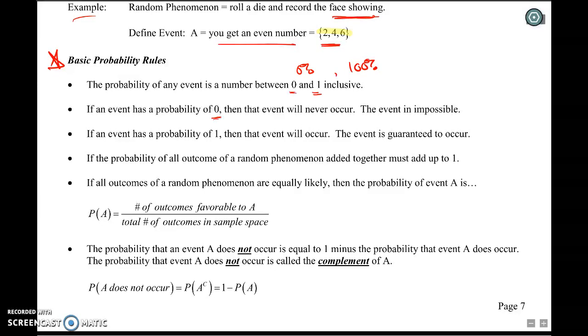It's not unlikely to occur. It's impossible to occur. An event that has a probability of 1 will occur. That's an absolutely guaranteed event to occur.